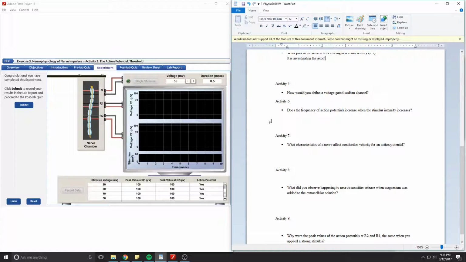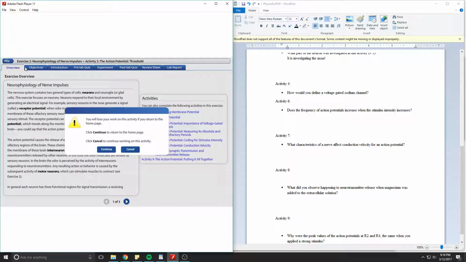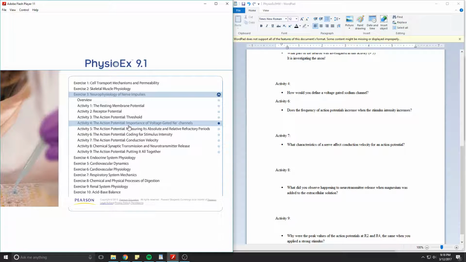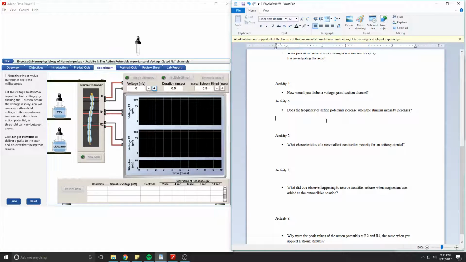All right. So now let's go to number 4. I'm just going to go straight to the experiment. Does the frequency of action potentials increase when the stimulus intensity increases? So does the frequency of action potentials increase when the stimulus intensity increases? Okay. So let's do the lab now.